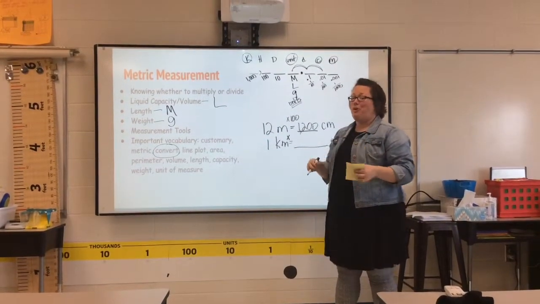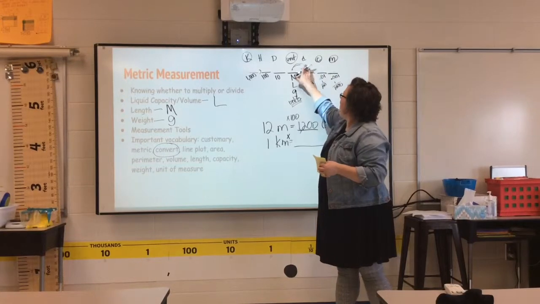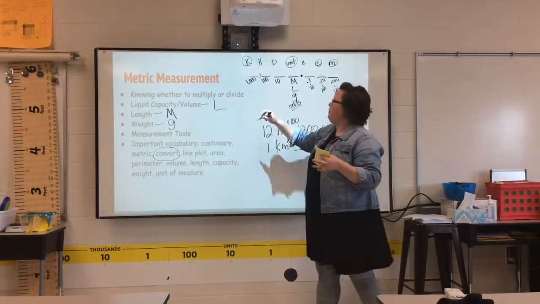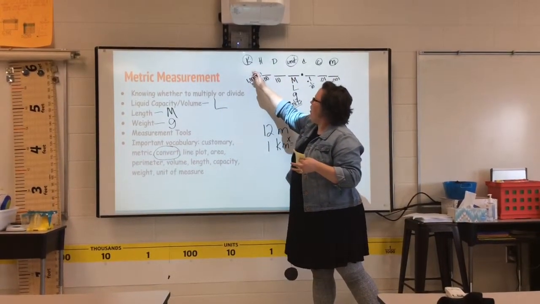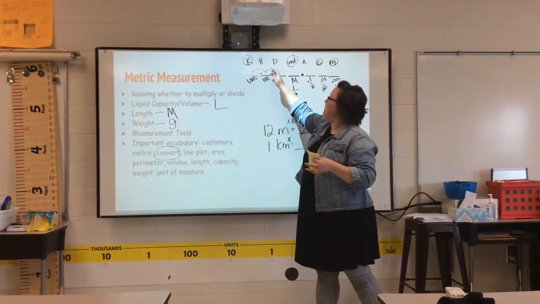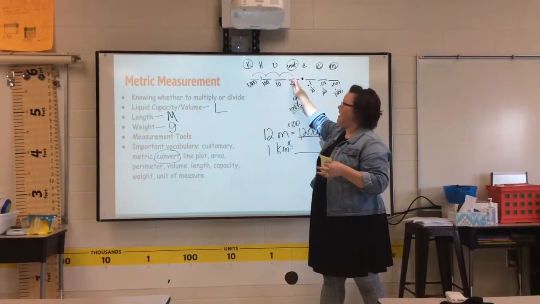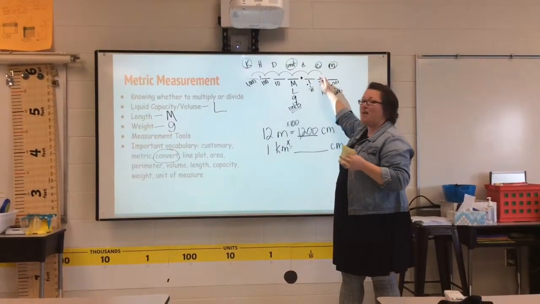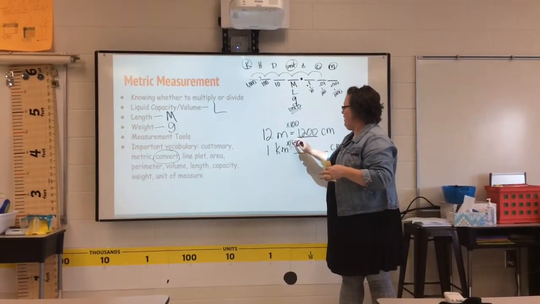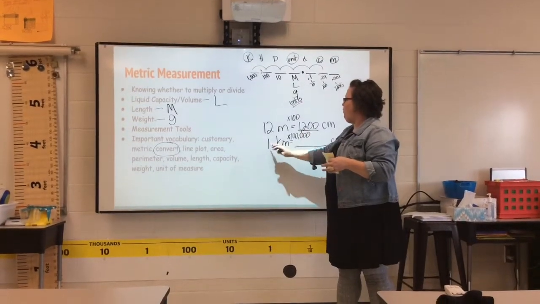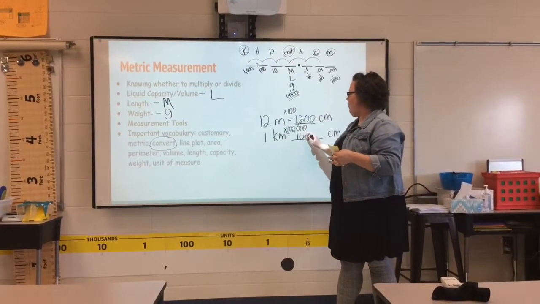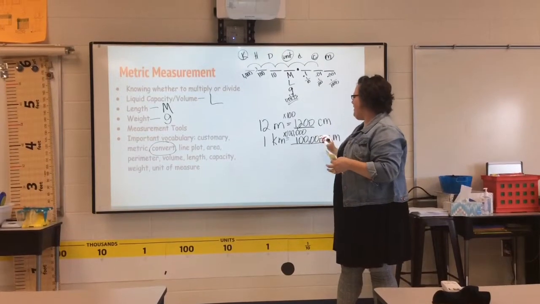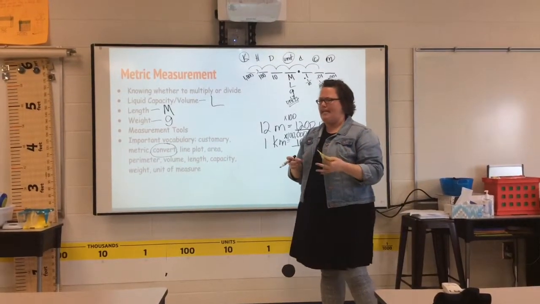They have to figure out what they're multiplying by. This is where it gets a little tricky. They have to really rely on their place value knowledge. They're going to go 10, 100, 1,000, 10,000, 100,000. And so they have to know 1 times 100,000 is 100,000. That way they can really understand how large a kilometer really is.